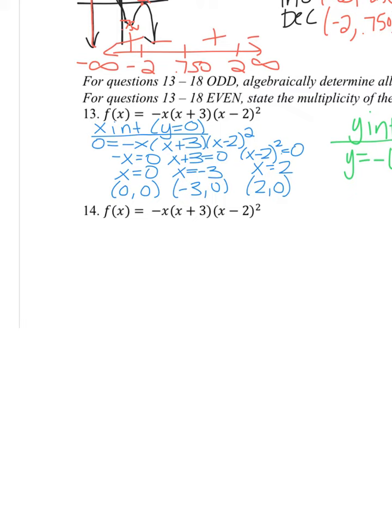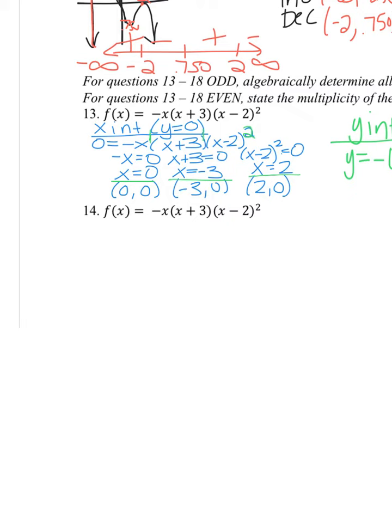Okay, now for multiplicity. Multiplicity, I only care about the x-intercepts, really. So my multiplicity is where my exponents are from the factored versions. So here at x equals 0, that has a multiplicity of 1. So that multiplicity is odd. For x equals -3, this exponent up here is a 1. And then for x equals 2, that factor was x minus 2 squared. So that has an even multiplicity.